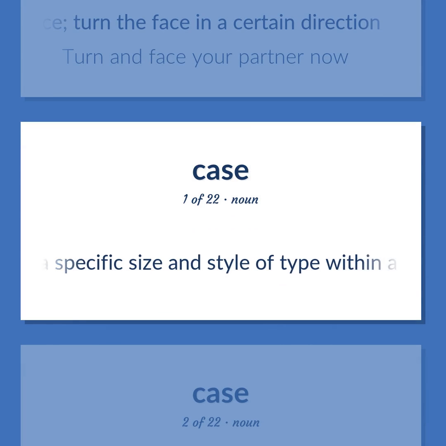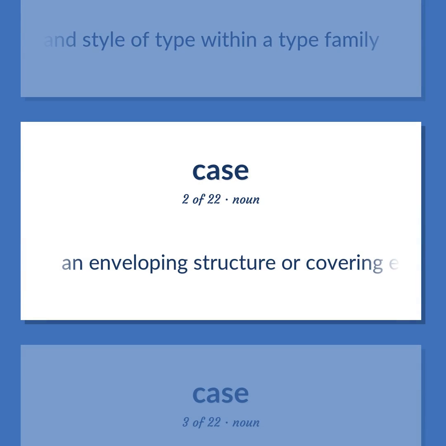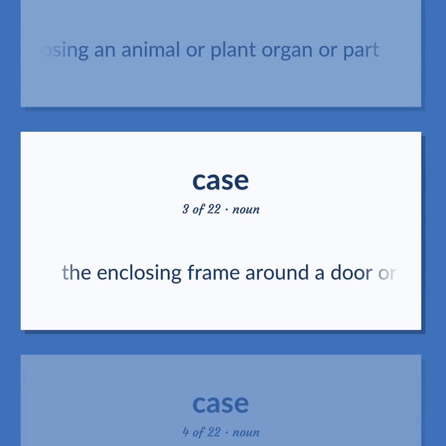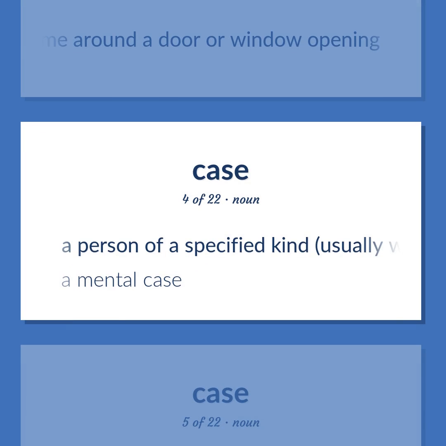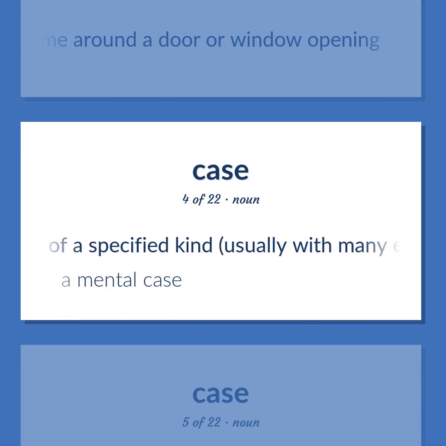A specific size and style of type within a type family. An enveloping structure or covering enclosing an animal or plant organ or part. The enclosing frame around a door or window opening. A person of a specified kind, usually with many eccentricities. A mental case.